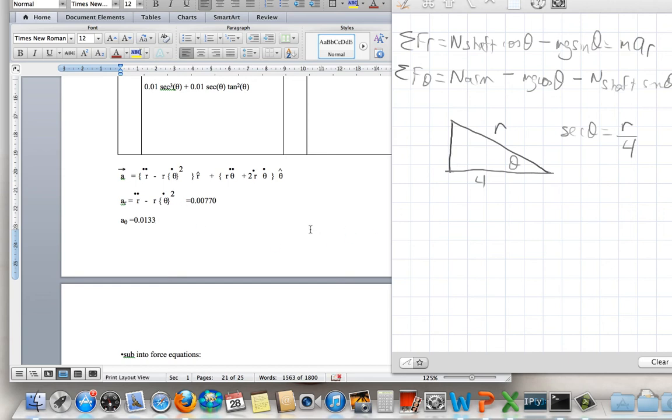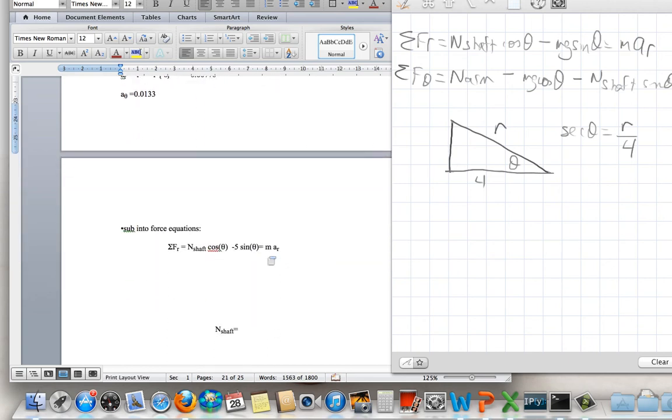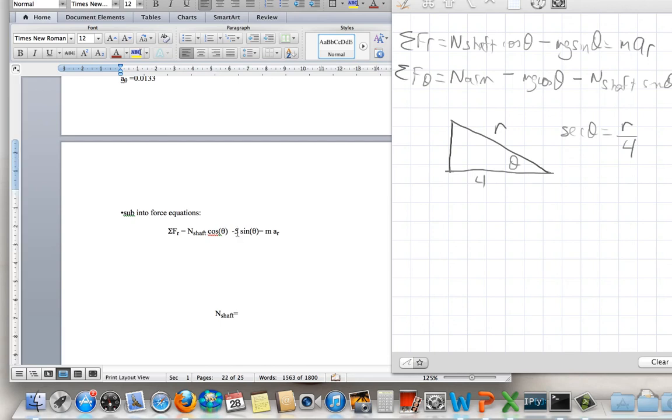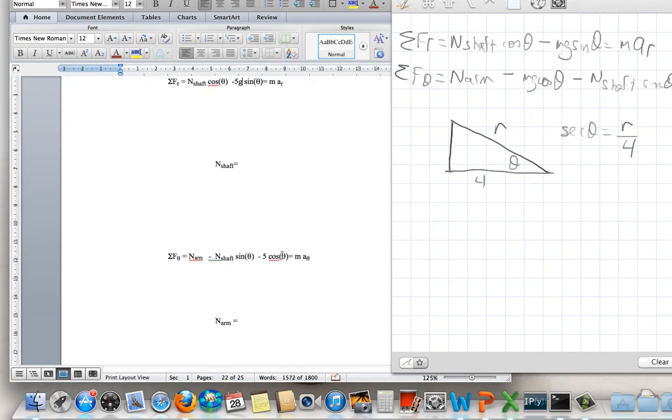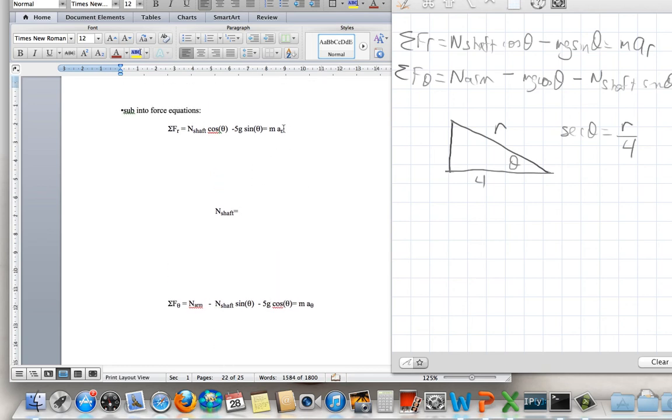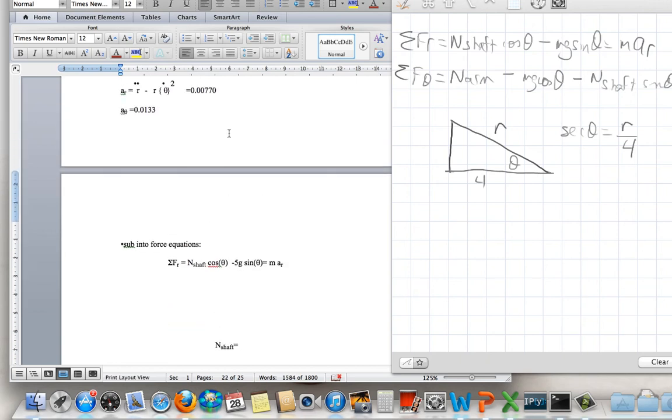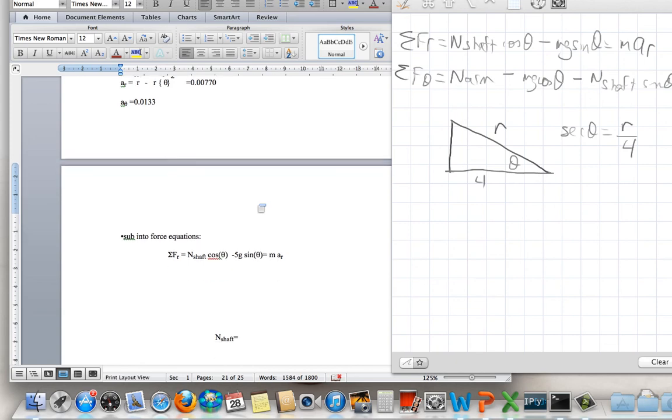So now we substitute that into our force equations. Now they're recopied here. We need an extra factor of g there because we're working in imperial units. And then we need to solve for those two normal forces. So you know the radial acceleration, the angle theta is 30 degrees or pi over 6, and then those are the two accelerations.